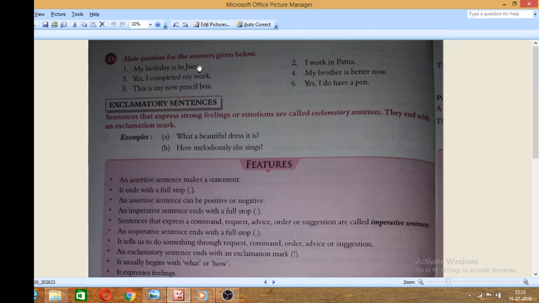Make questions. My birthday is in... When is your birthday? So you have to frame a question. Which answer will be this? Okay, you have to do it, though we have done it before summer vacation.